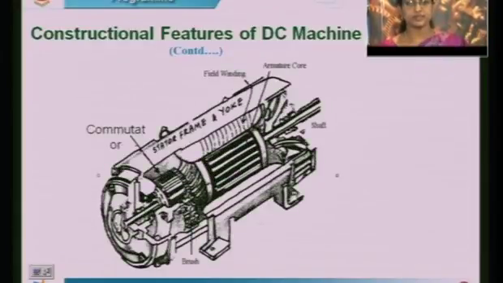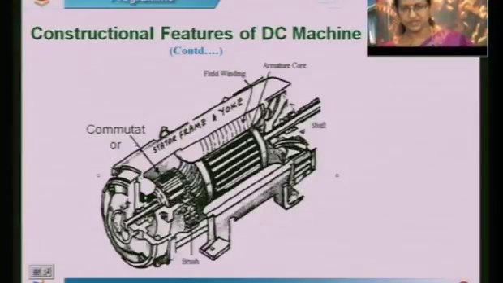See here, this is the stator frame. For supporting, you are using these end plates. So this is the mechanical support to the field system here. This is the armature, and this armature is mounted on the shaft along with the commutator and brushes. This is how the DC machine looks.